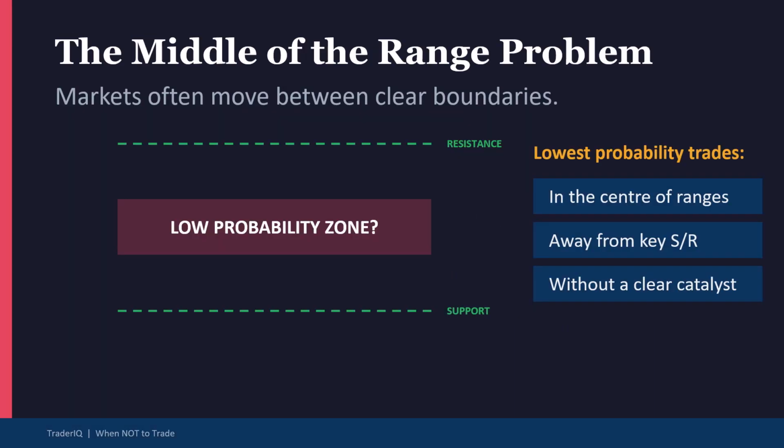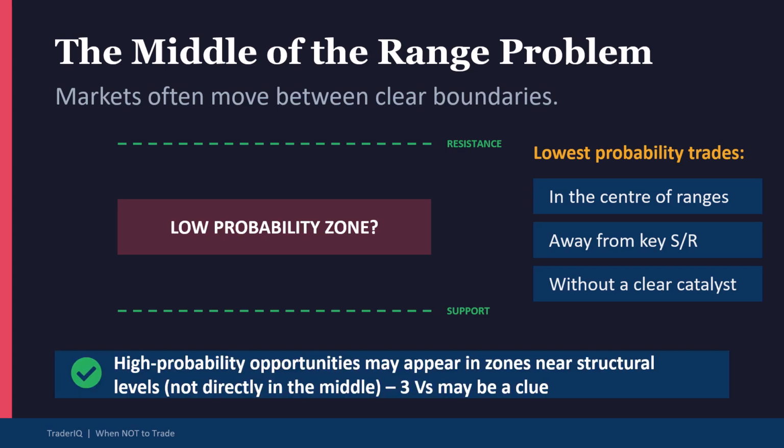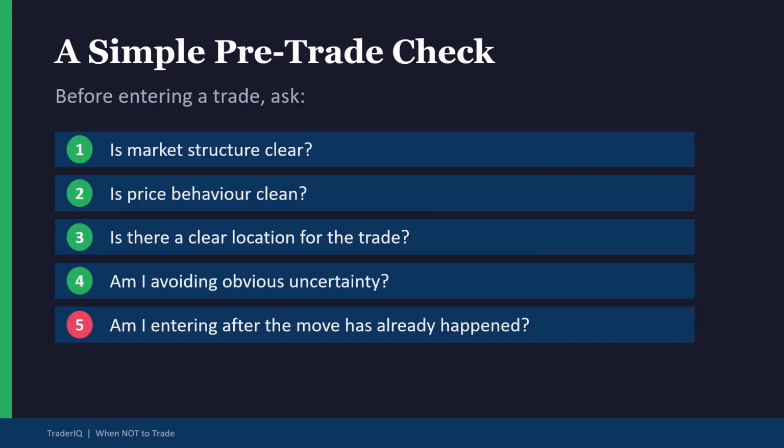The middle of the range problem is worth referencing. We've got a low probability zone. To be really prudent, not only in terms of looking for potential moves, but look for longer term resistance and support. If a price is in the center of a range, even if it's some distance away from a key support and resistance, then without a clear catalyst, it's unlikely to push through those levels. It's one of the reasons why looking at higher time frames is possibly worth including in your trading plan. So higher probability trades will invariably occur near structural levels.